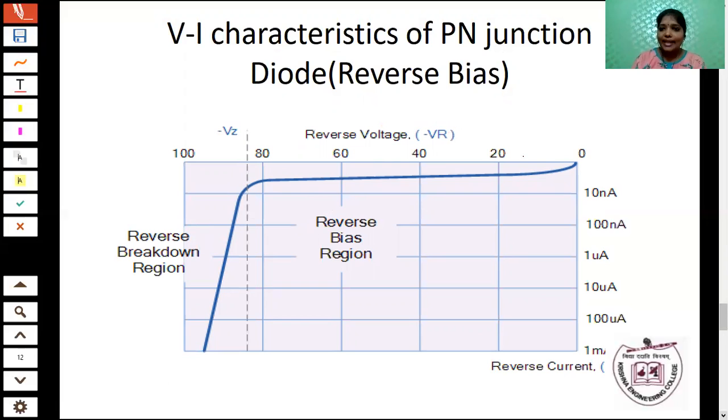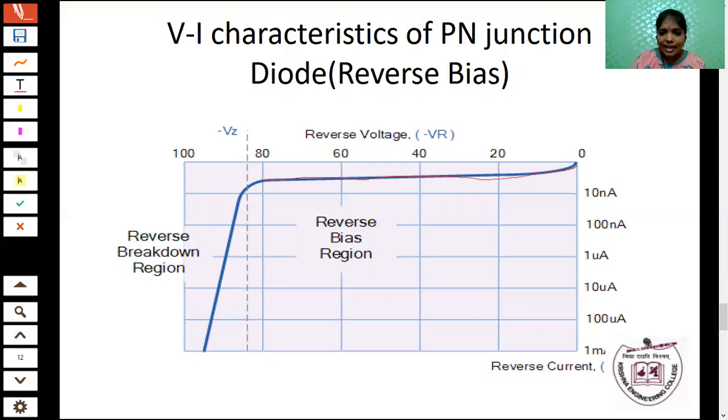So when you apply the reverse voltage, in the y-axis we are going to consider the current, and in the x-axis the reverse voltage. When you increase the reverse voltage, you know that there will be a small amount of current flow. There is a small amount of current flow due to the minority charge carrier, that is reverse saturation current. So a constant current, that is the reverse saturation current, flows through the diode.